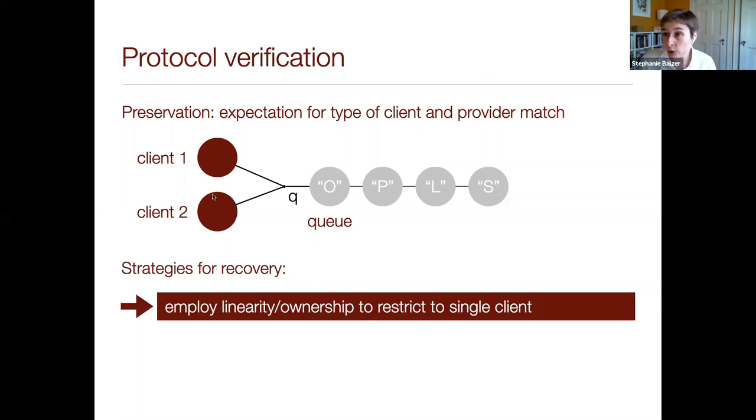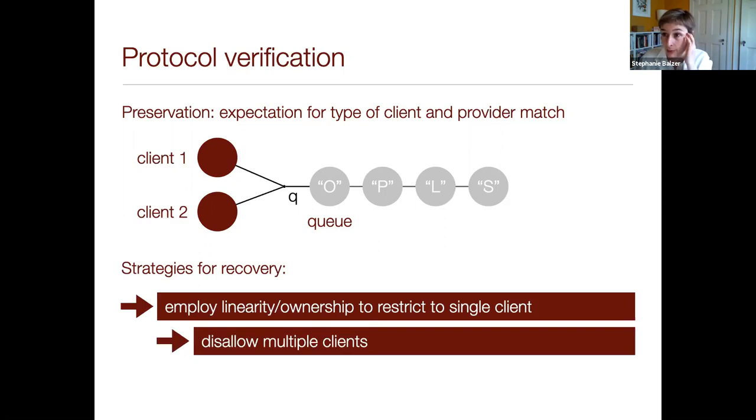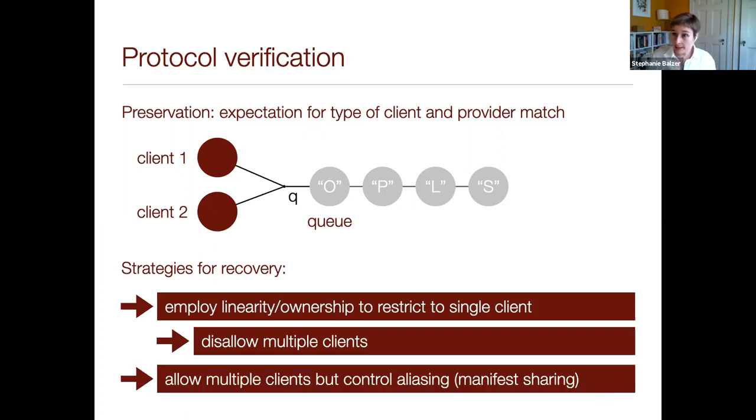Ownership ensures that at every point in time, there can only be one client, all right? That's the first strategy that we can employ. Because we disallow multiple clients, whenever a client engages in an action with a provider, the type changes and they will always be in agreement with each other, because there's no other client that can interfere. Another possibility that we'll discuss later is to allow multiple clients to exist, but to make sure there's some sanity.